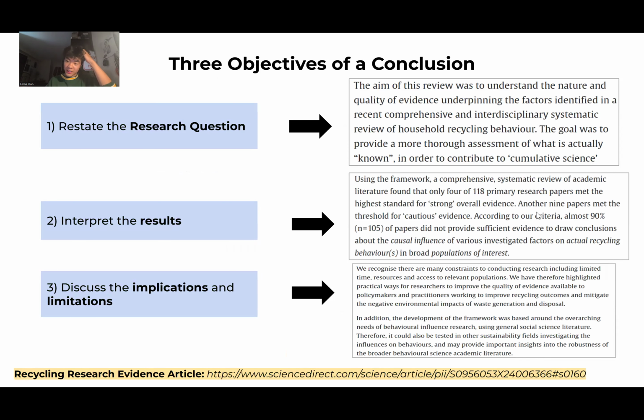These are the three objectives in a little more detail. First, remind the reader of the research question. Second, interpret your results rather than simply repeating them. And third, discuss the implications and limitations. On the right-hand side, you can see a systematic review about household recycling behavior. This is an effective conclusion as it fully addresses each piece of the conclusion. You can see how the same basic structure applies whether you're studying recycling behavior, depressive treatments, or any specific question in your specific topic.